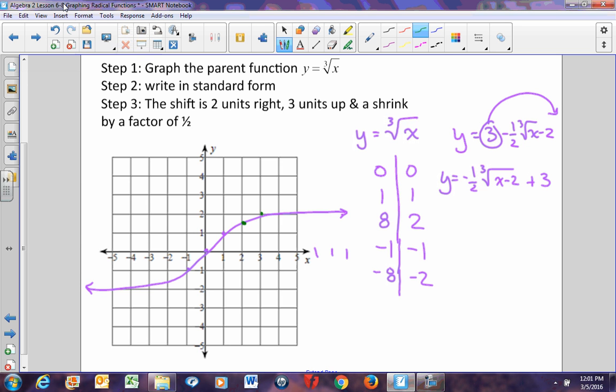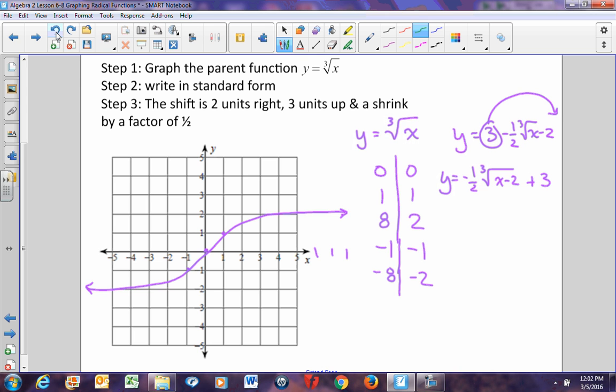Okay, let's back up here just a second, because I think that messed up quite a bit. Alright, so let's go back to this. This is my original function, y equals the cube root of x. That's my parent function. Right? And I'm going to shrink it by a negative 1 half, which is also going to reflect me. I'm going to move it 2 left and 3 up. Excuse me, 2 right and 3 up. I do that all the time.